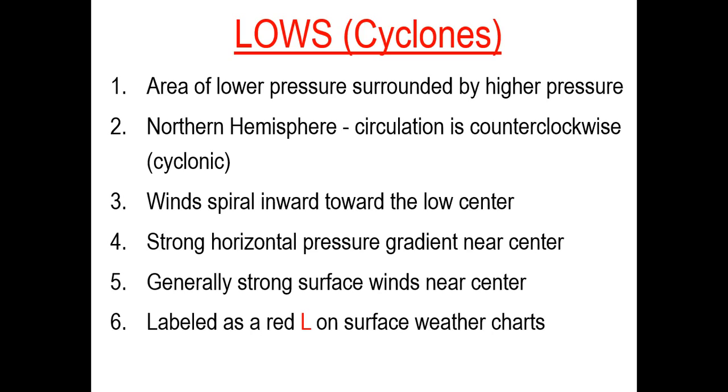Winds are going to spiral inward toward the low center. Strong horizontal pressure gradients are going to occur near the center. And the reason you have stronger horizontal pressure gradient forces is because the air is just rushing in from the surrounding high pressure, and it's causing a greater wind. Generally strong surface winds near the center of low pressure systems, and this is going to be labeled as a red L on the surface weather charts.